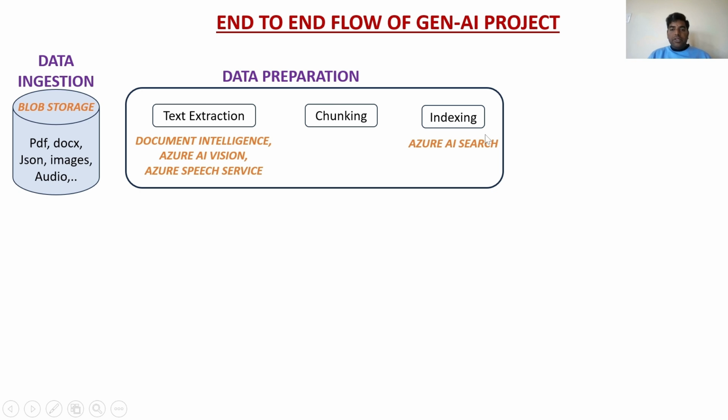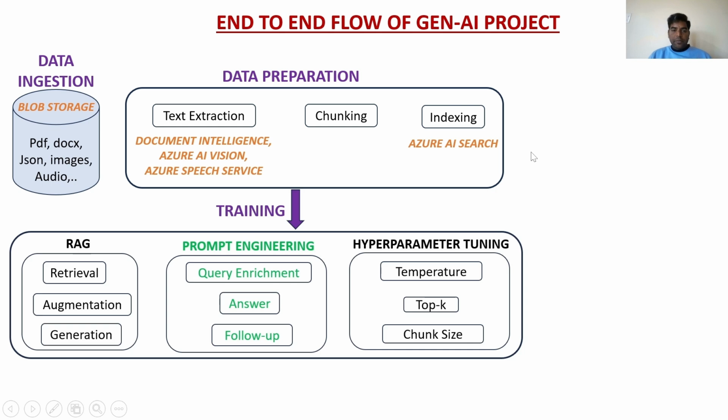And indexing in simple words can be said as uploading these chunks into the search platform. In case of Azure, it is Azure AI Search. So we will be uploading these chunks along with the metadata corresponding to those chunks into the Azure AI Search. That is indexing.